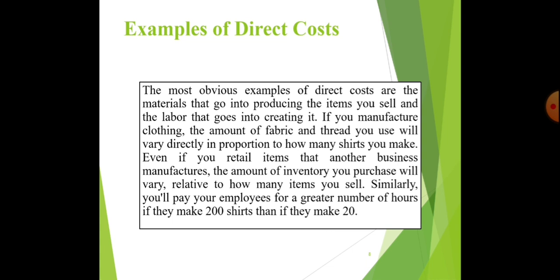Examples of direct costs. The most obvious examples of direct costs are the materials that go into producing the items you sell and the labor that goes into creating them. If you manufacture clothing, the amount of fabric and thread you use will vary in proportion to how many shirts you make. Even if you retail items that another business manufactures, the amount of inventory you purchase will vary relative to how many items you sell.